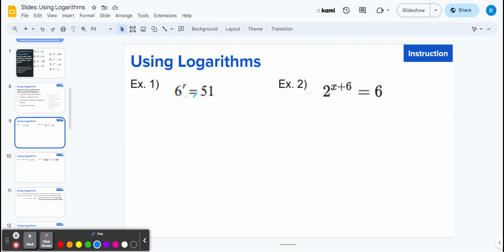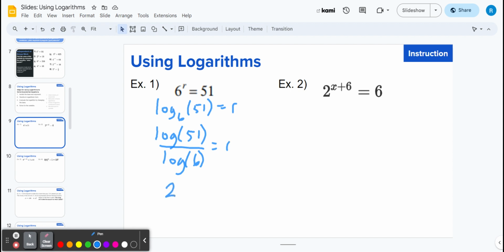We have 6 to the r equals 51. So if we rewrite that as a logarithm, we get log base 6 of 51 equals r. And then we can use that change of base formula to calculate what r is. We get log of 51 divided by log of 6, and that equals r. So if I plug log of 51 divided by log of 6 into my calculator, we get 2.19 as our answer.